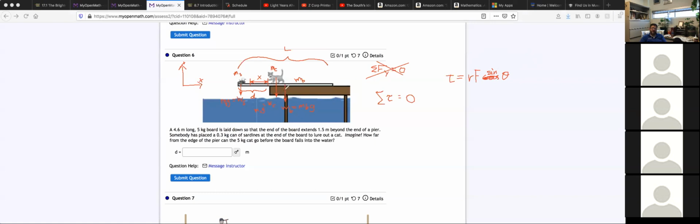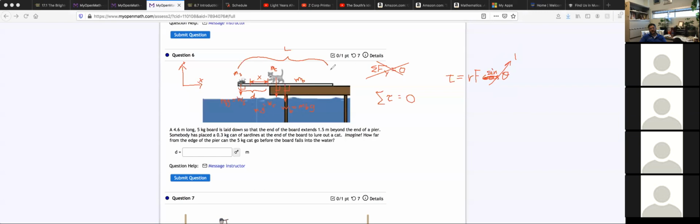Well, all the angles between the distances are going to be 90 degrees because we're going to be measuring distance along this board, and the angle between these weights and the board are all 90 degrees. So this sine of 90 degrees becomes 1, and we're just left with the distance times F. Well, what are the distances for each of these forces?